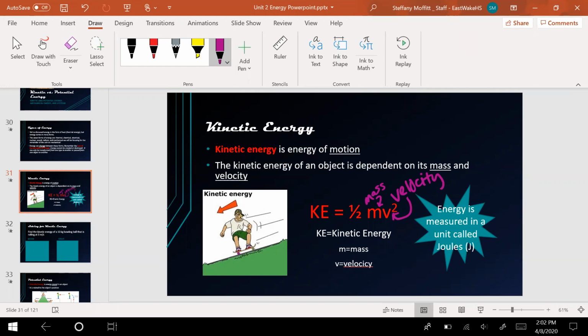multiply by 1/2. Or if you don't have the ability to do fractions in your calculator, you can multiply by 0.5. That's the exact same thing. Energy, this kinetic energy, is going to be in the unit joules. Energy is always measured in joules, which is a capital J.